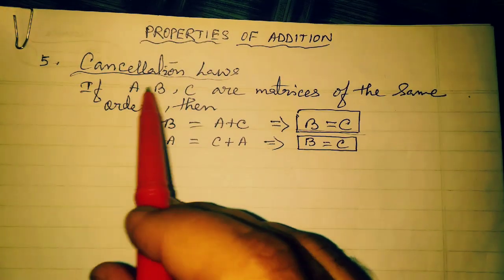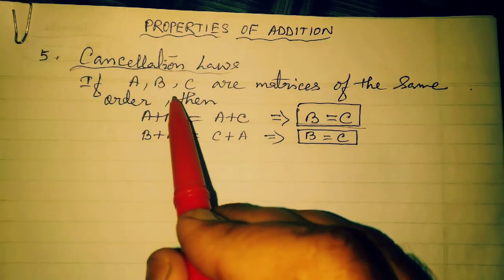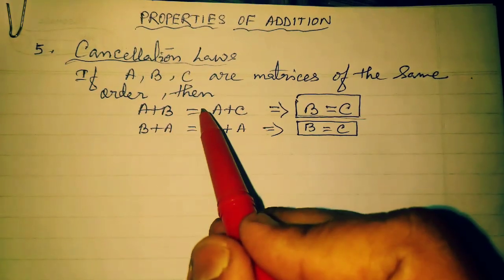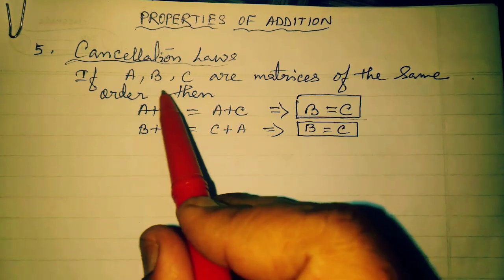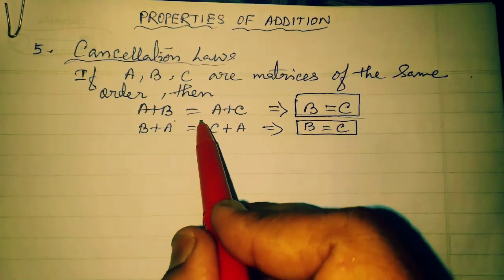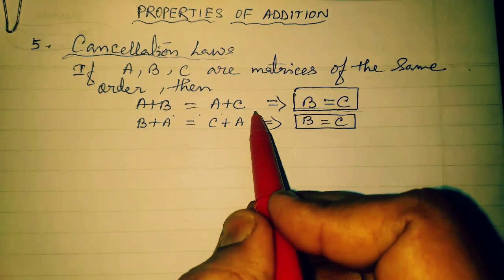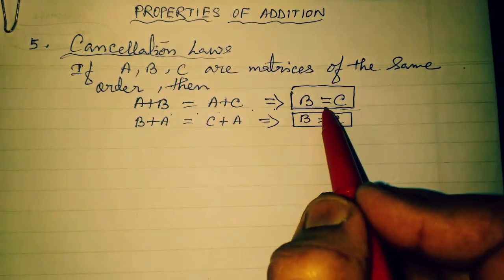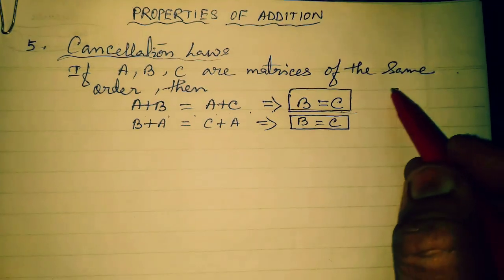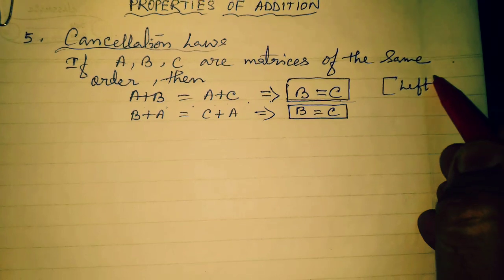Next is the cancellation law. If A, B and C are matrices of the same order, any order M into N, but all three matrices have the same order, then A plus B equals A plus C implies B equals C, meaning matrix B equals matrix C. This is called the left cancellation law.